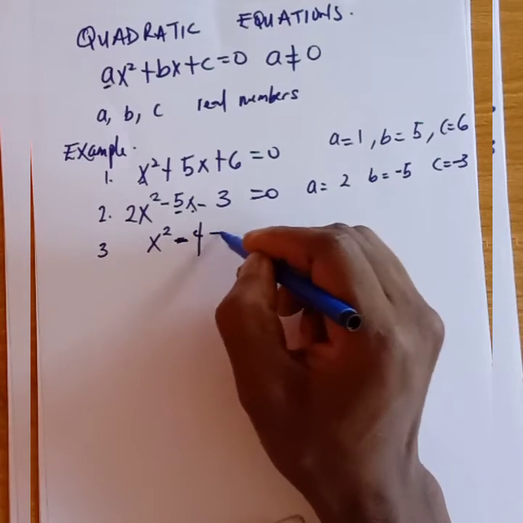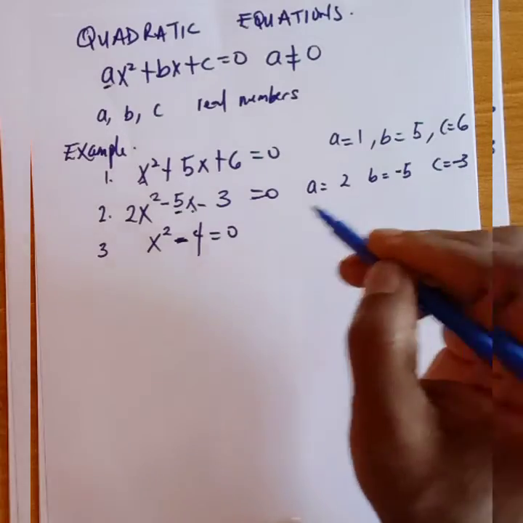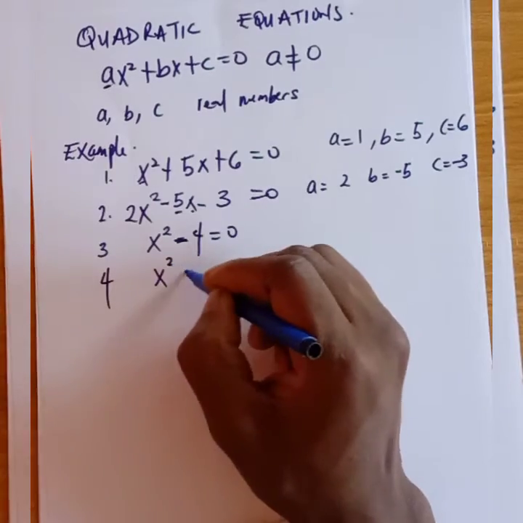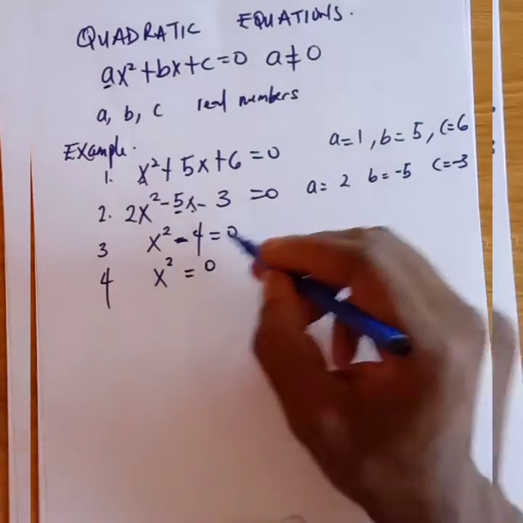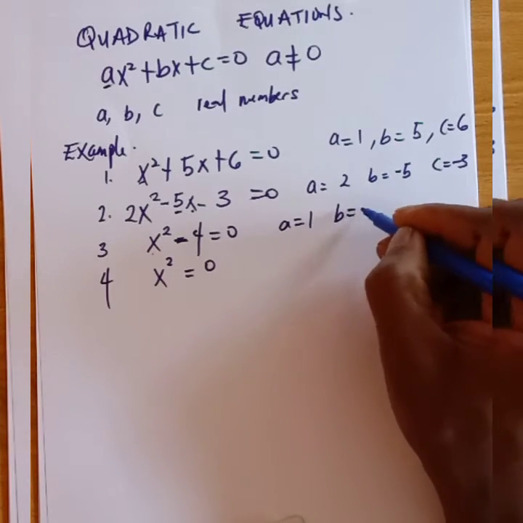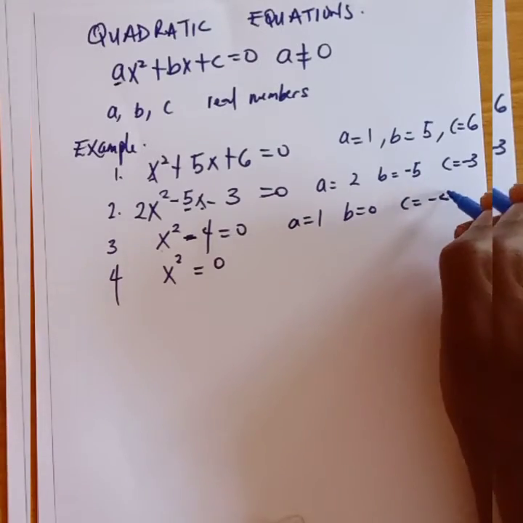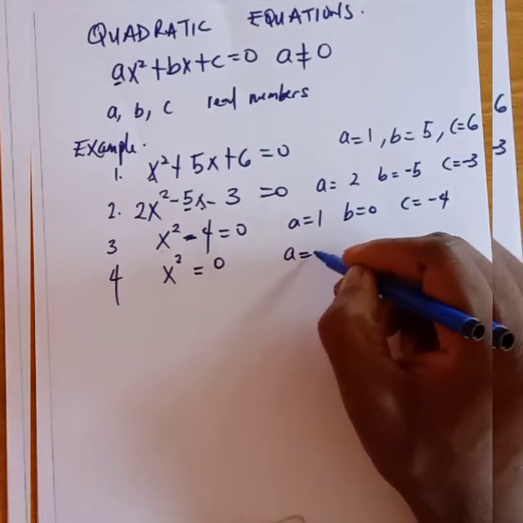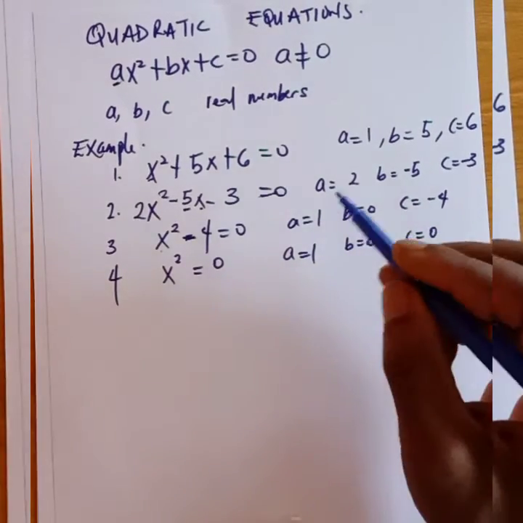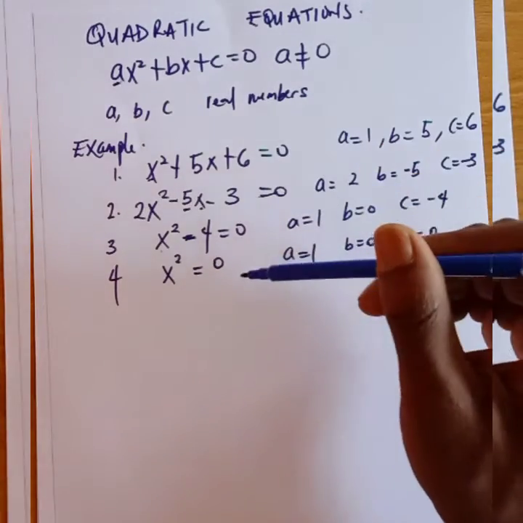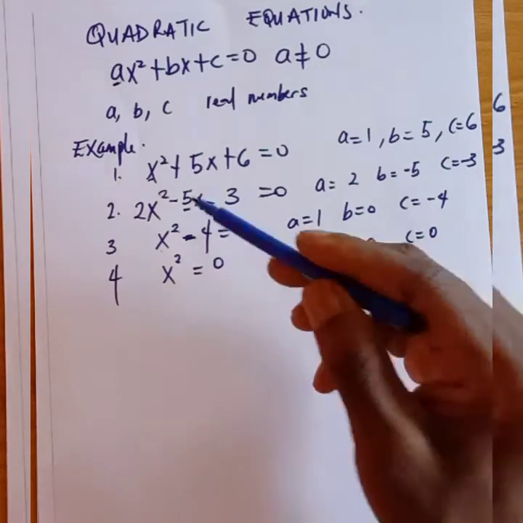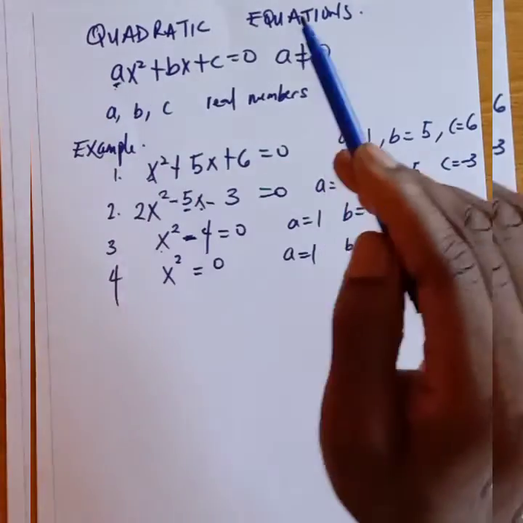Now, we could have even quadratic equations that could be x squared minus 4 equals 0. We could have it like this. We could have it to even be x squared equals 0. So in this case, a is equal to 1, b is 0, and c is equal to minus 4. Whereas here, a is 1, b is 0, and c is equal to 0. The only coefficient in the quadratic equation that cannot be allowed to be 0 is a. The first one there is a.